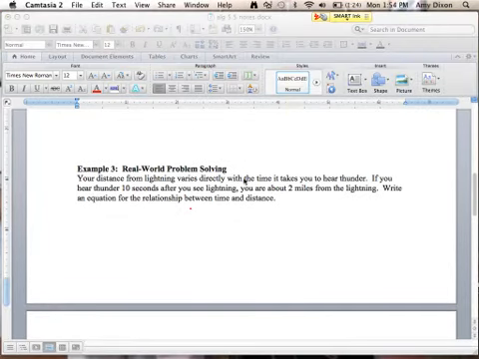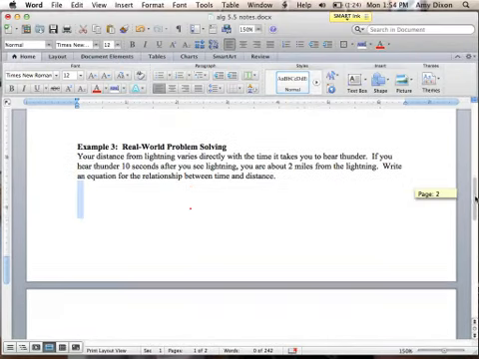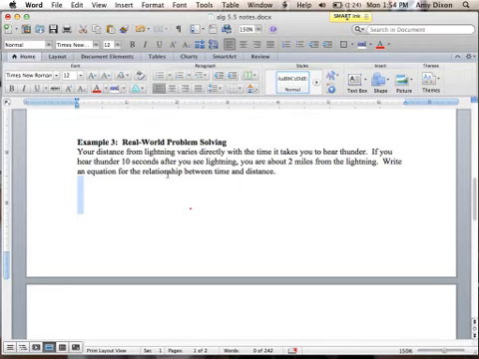Okay, so now let's look at example 3. Your distance from lightning varies directly with the time it takes you to hear the thunder. Okay, if you hear the thunder 10 seconds after you see the lightning, you are about 2 miles from the lightning. Write an equation for the relationship between time and distance. So our two variables are time and distance. Now, the distance, how far away that the lightning is, depends on how many seconds you hear the thunder. So our time is our x.